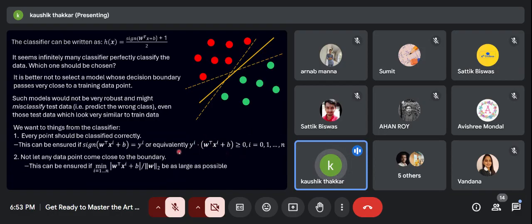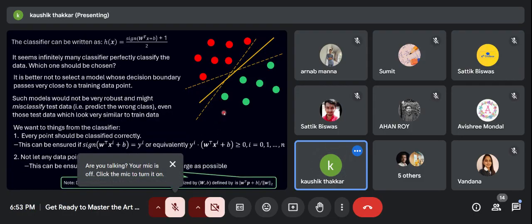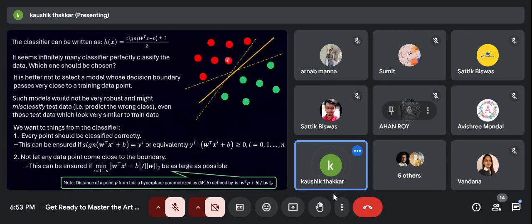Second, what we want is that our decision boundary should be such that the closest training point near the decision boundary should be as far as possible, right? So now, another thing, the distance of a point from a hyperplane is defined by this.